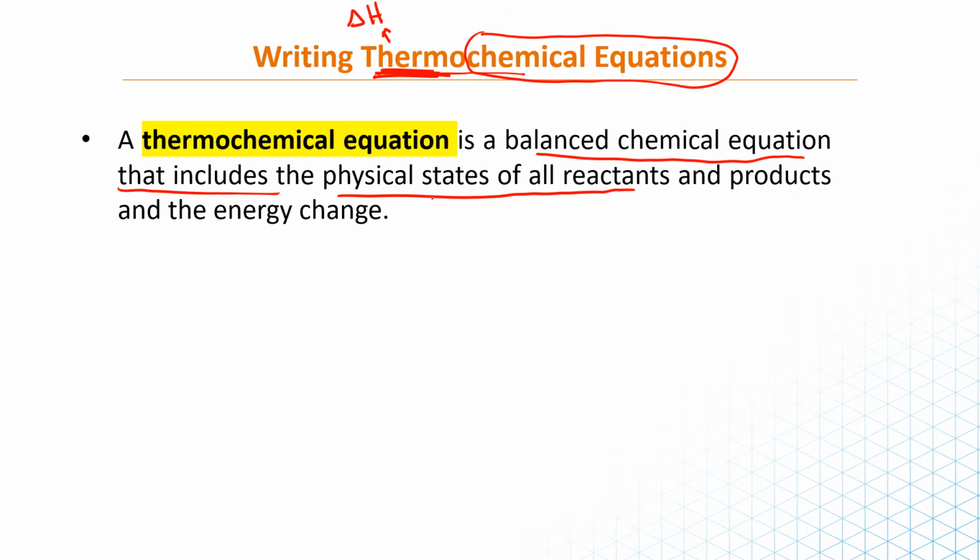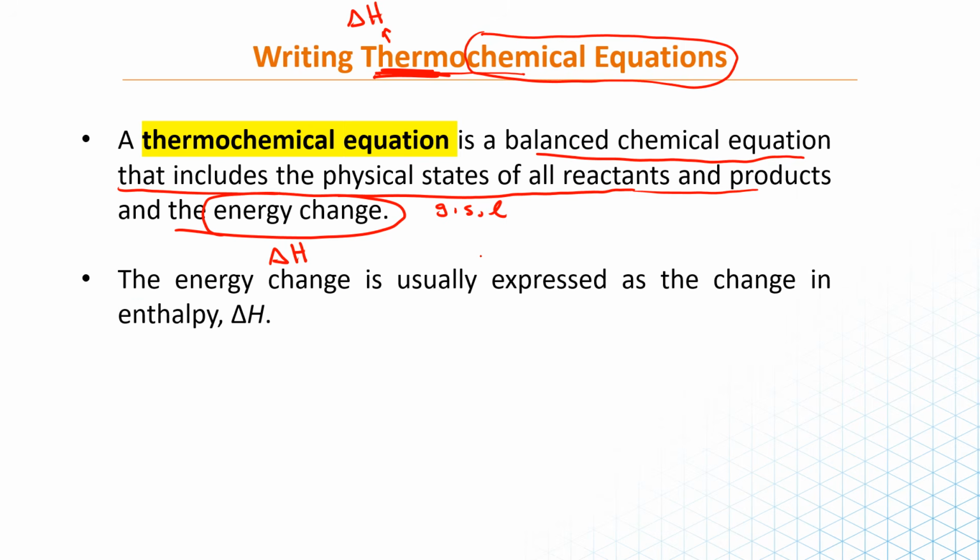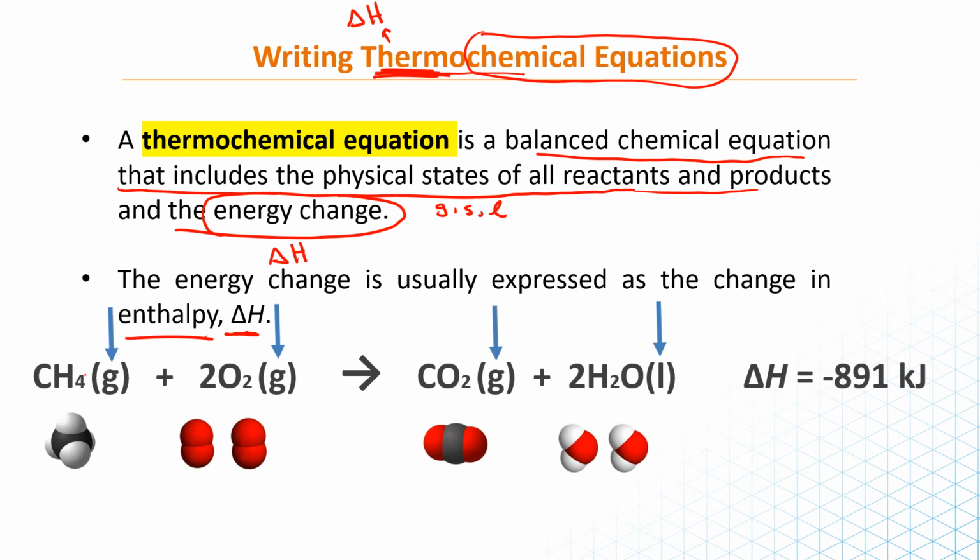Physical states, يعني الحالة الفيزيائية، يعني غاز صلب أو سائل, gas, solid, liquid, of all reactants and products, and the energy change and the delta H. Okay? The energy change is usually expressed as the change in enthalpy, which is delta H, which we studied in lesson 2. So for example, here's a combustion reaction.